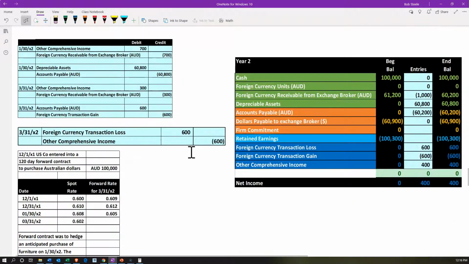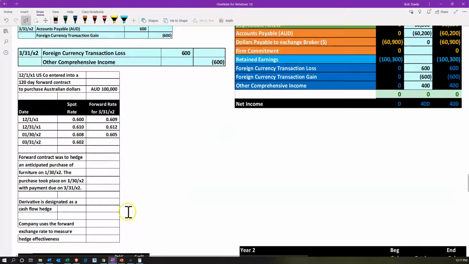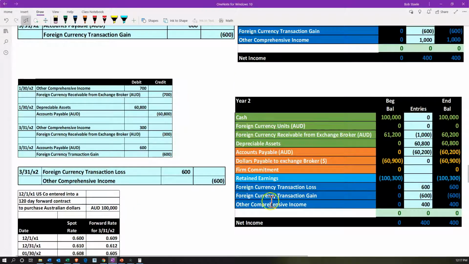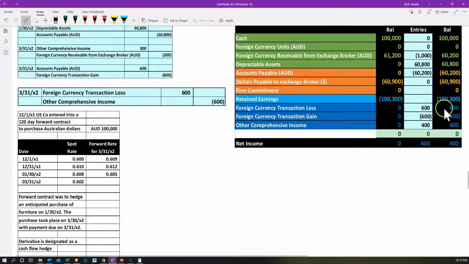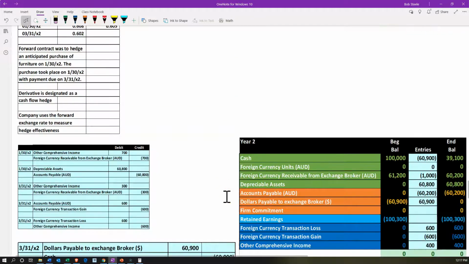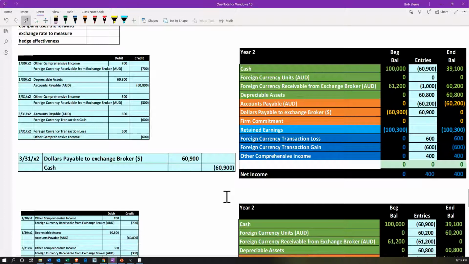Next transaction is that because this is a derivative designated as a cash flow hedge, we're going to be removing, in essence, the gain or recording a loss against it, recording a loss for the 600 and then recording other comprehensive gain, in essence moving that amount down to the other comprehensive component on the income statement. So we've netted out the foreign currency gains and losses, the difference being now in other comprehensive income. Next transaction is that we're going to pay off our forward contract.